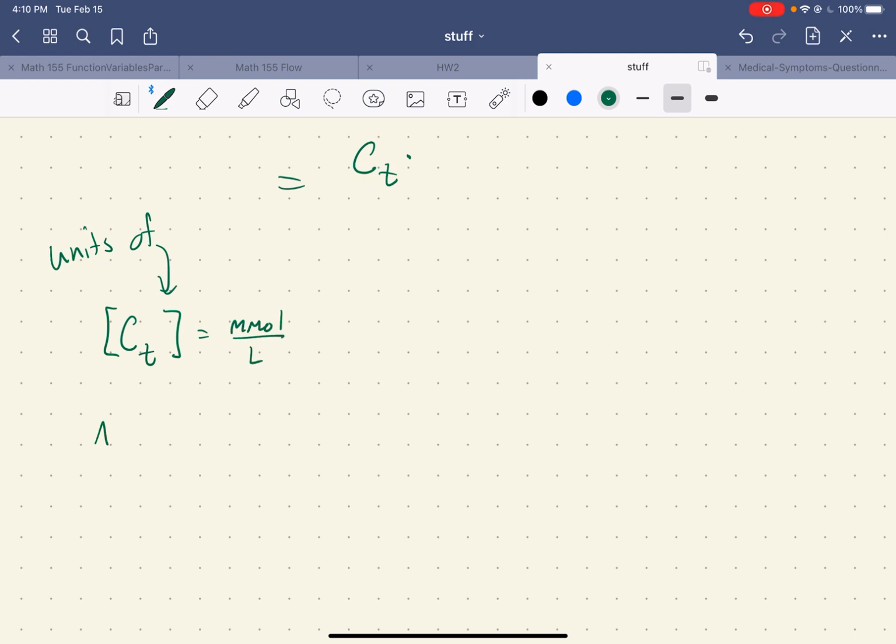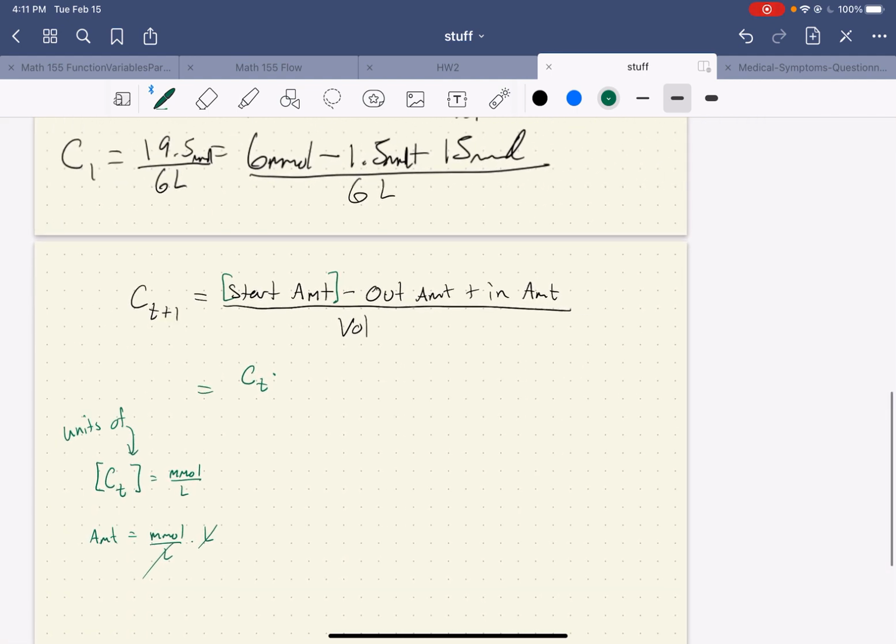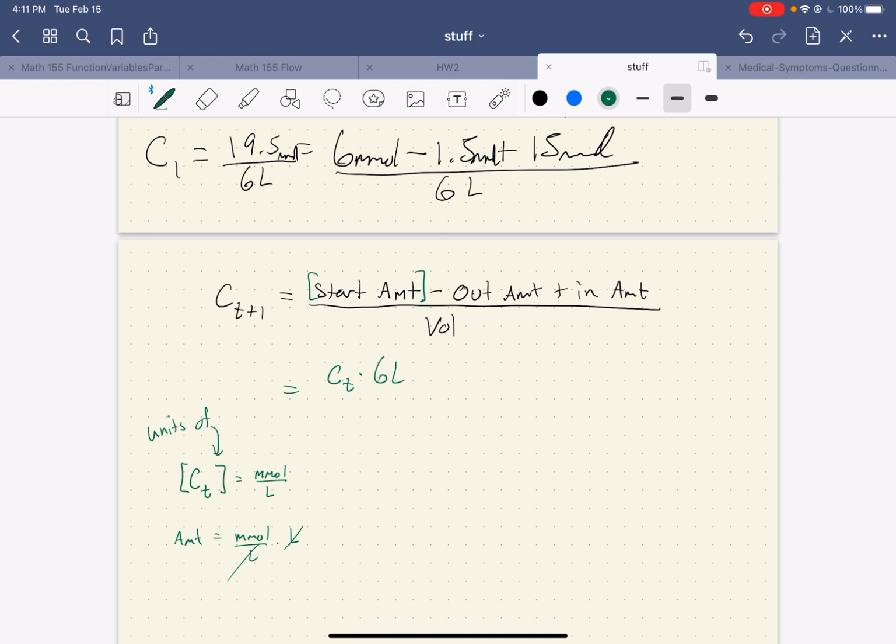If I want amount of substance, I had better take my millimoles per liter and multiply it by my liters. That way those go away. So I need to know, you could put down 6 liters, but if I want this to be more general, you need to think about how different people have different sized lungs. So in general, there's just some volume V. So V is the volume of the lungs when full.